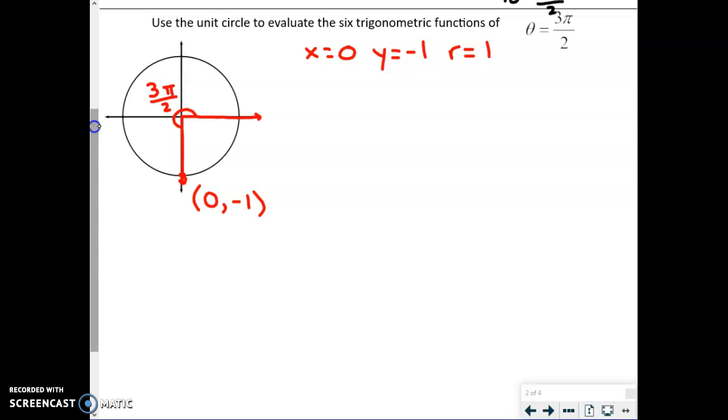Okay, so in the first example that we have here, the sine we said was always going to be equal to the y value. So the sine of 3 pi over 2 is -1. The cosine of 3/2 pi radians would be equal to 0.